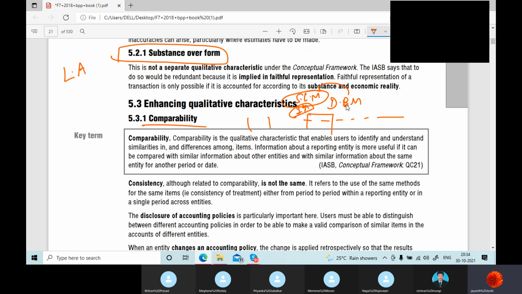which, for example, I give you an example. Mr. A bought a car for personal use and Mr. B bought a car for taxi purpose. And here Mr. A is using diminishing balance and Mr. B is using straight line. So do you think, is this justified? No. Yes. Why? No, sir.